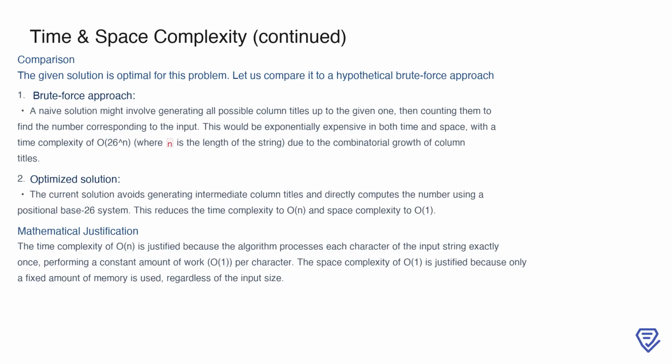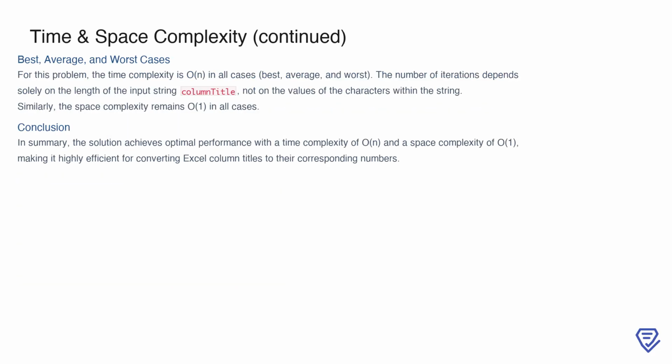Mathematically, this is justified because the algorithm processes each character exactly once, performing constant time work per character, and uses a fixed amount of memory throughout. Finally, let's consider the best, average, and worst-case scenarios for this algorithm.